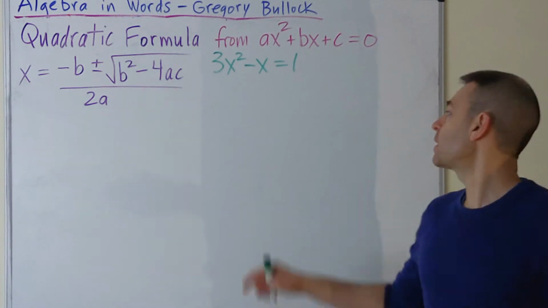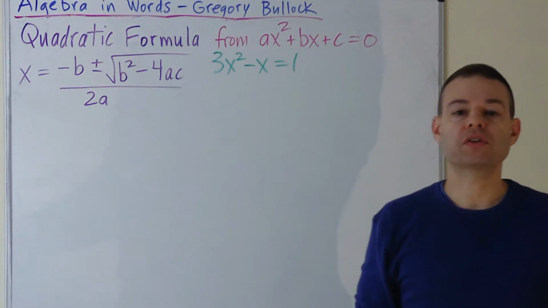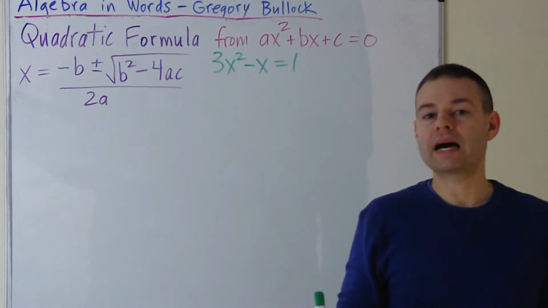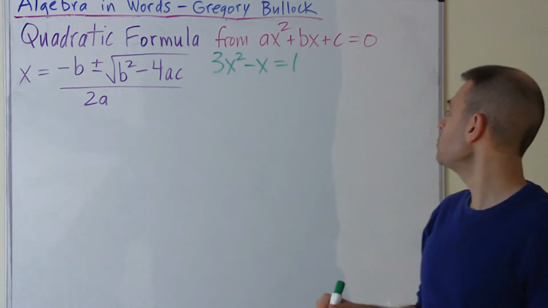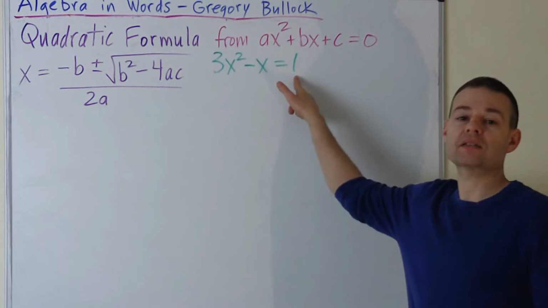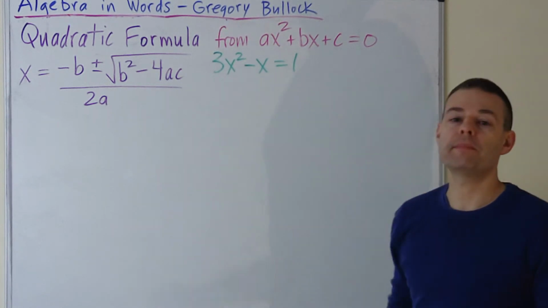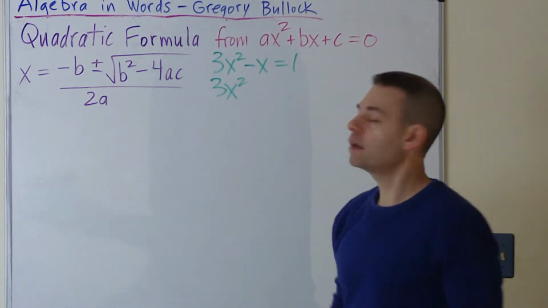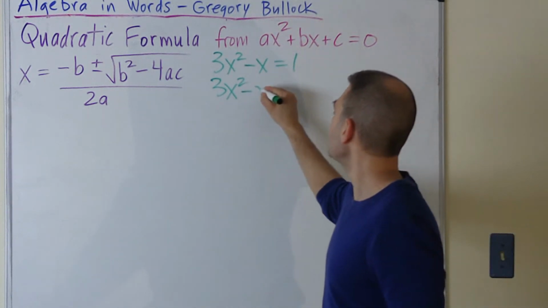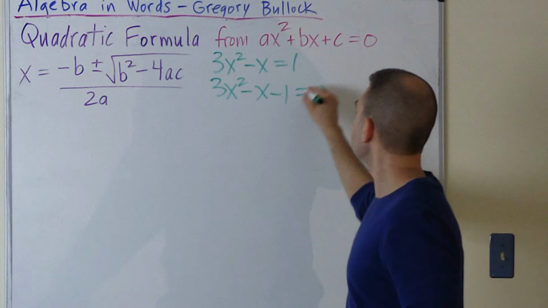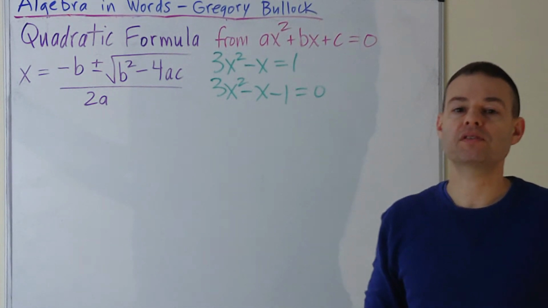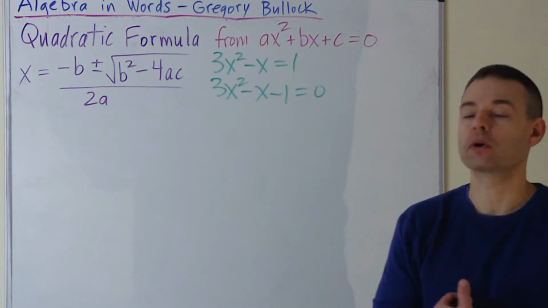Now, let's look at our given equation. Is it in standard form? In this way, it's not. So we want to convert it, and to do that, we're going to subtract 1 from both sides, which will move it back to the left. And it's going to look like 3x squared minus x minus 1 equals 0. And from there, now we can start by plugging into the quadratic formula.